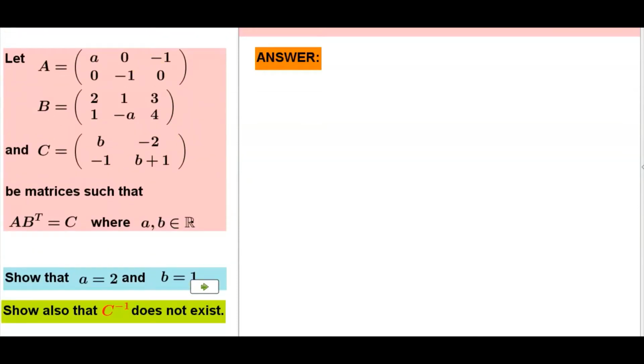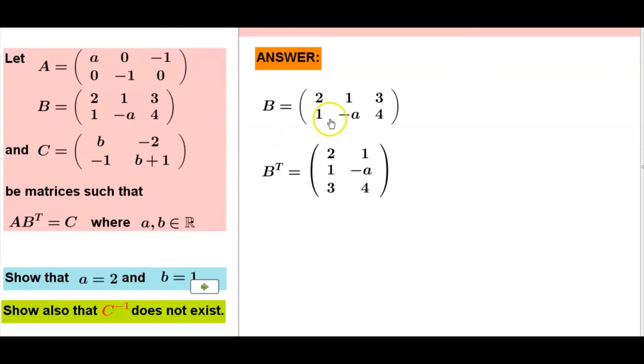Solution for this question. The matrix B is of order 2 by 3, 2 rows and 3 columns. First column 2, 1, second column 1, minus A, and third column 3, 4. The transformation of this matrix B has in the first column 2, 1, 3, and in the second column 1, minus A, 4. We already learned this in our theory class.